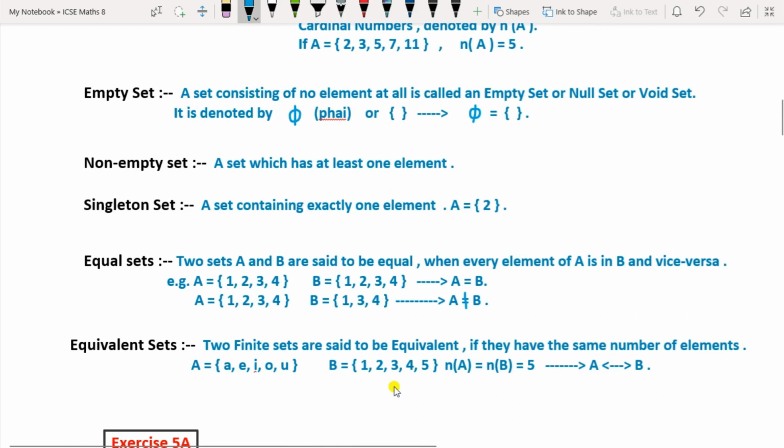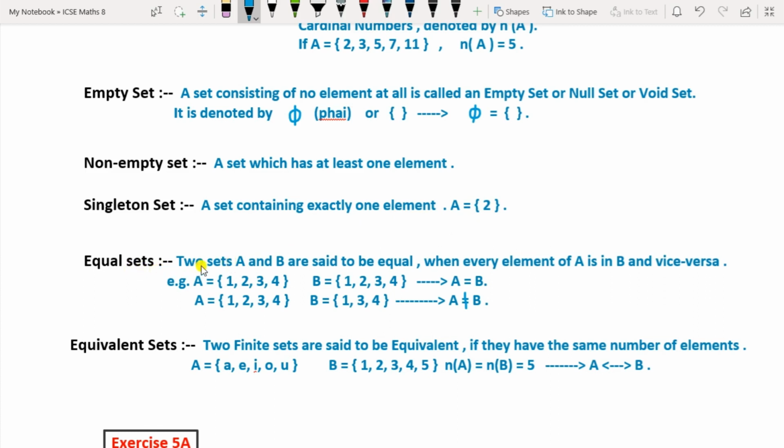Then comes non-empty set. A set which has at least one element is called a non-empty set. Singleton set: a set which has exactly one element in it is called a singleton set. For example, a set of even prime numbers. The even prime number is 2. Only 2 is an even number and it is also a prime number. So that is called a singleton set.